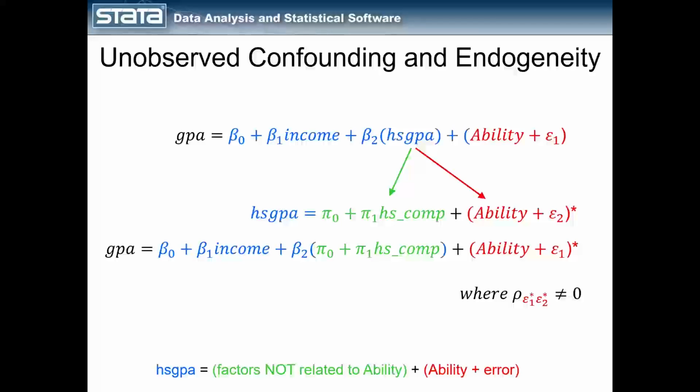High school competitiveness could influence your high school GPA. Maybe the more competitive it is, the lower your GPA, or higher, I don't know. But it's not likely that it has anything to do with your ability, because high school competitiveness is a feature of your school, not of an individual. So that's the argument I'm going to make here. High school competitiveness fits the bill for this variable that we need.